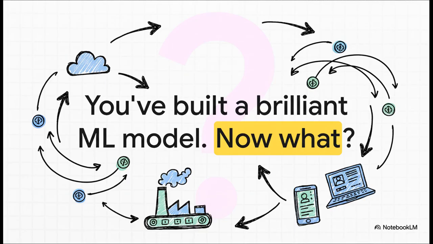So, picture this. You've done it. You spent hours, maybe days, tuning and training this perfect model. The accuracy's amazing, you're feeling great about it, but then you have that moment of, okay, now what? How do you get this thing out of your code and into the hands of users?